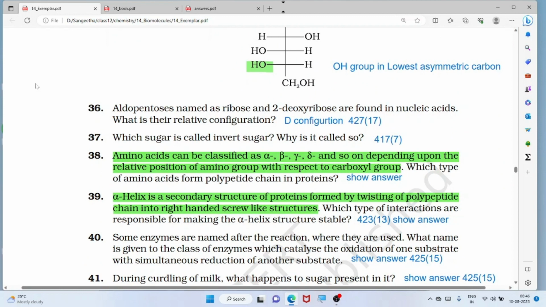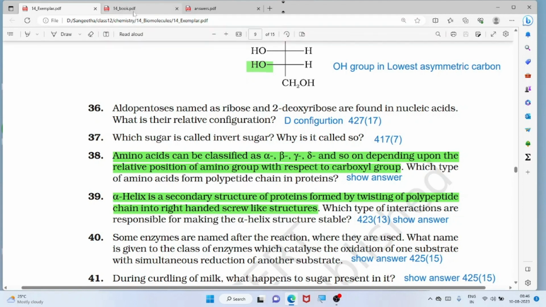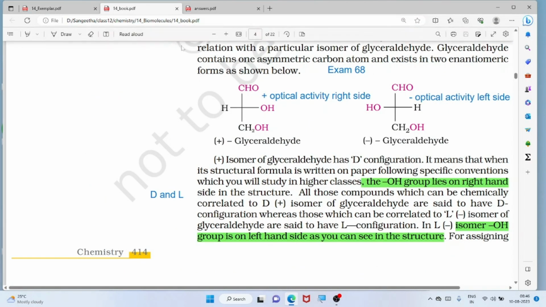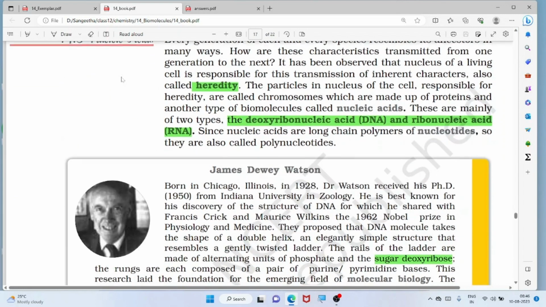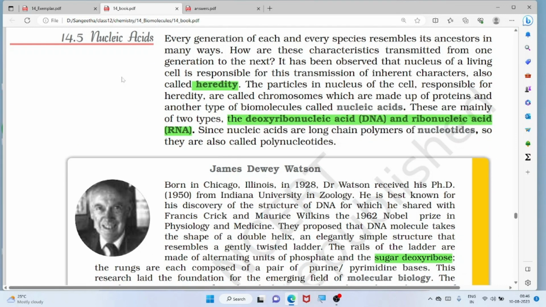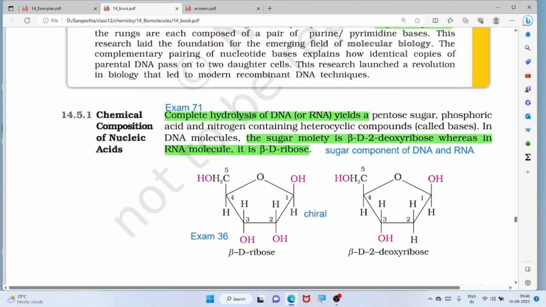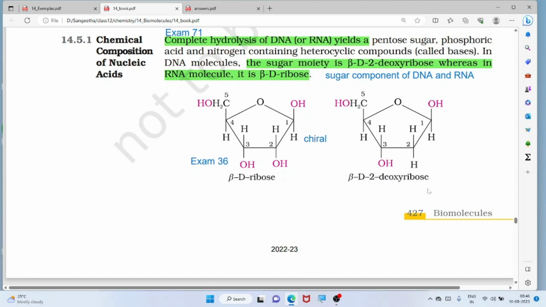Aldopentoses, named as ribose, are found in nucleic acids. What is the relative configuration? Okay, these two are that configuration.